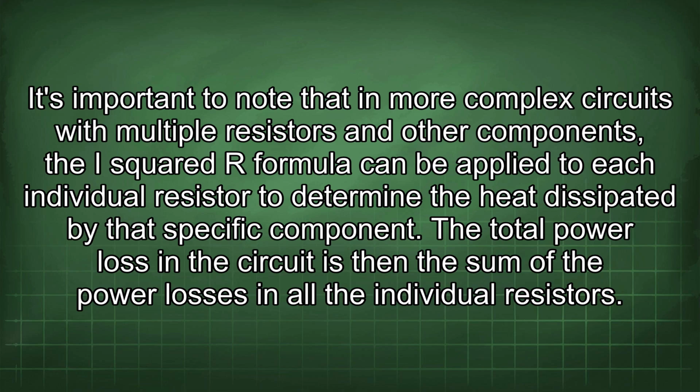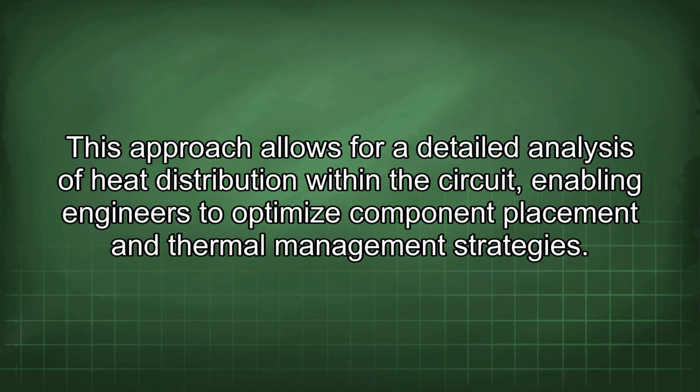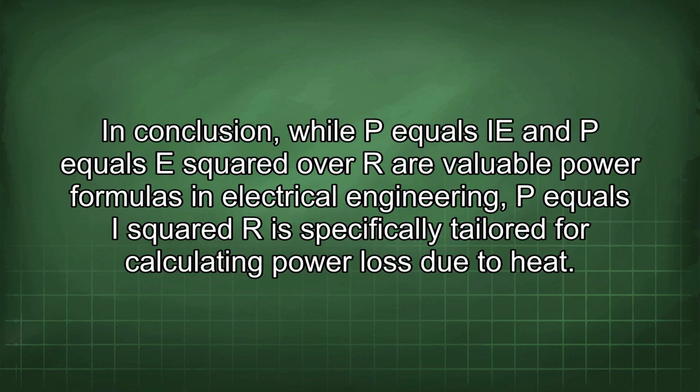It's important to note that in more complex circuits with multiple resistors and other components, the I squared R formula can be applied to each individual resistor to determine the heat dissipated by that specific component. The total power loss in the circuit is then the sum of the power losses in all the individual resistors. This approach allows for detailed analysis of heat distribution within the circuit, enabling engineers to optimize component placement and thermal management strategies.